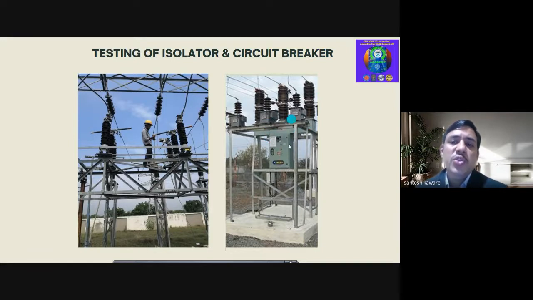So we have to ensure the proper working of each and every equipment. Again, we have isolators. In isolators, continuous current flows, and these are actually mechanical switches. We also have to ensure their operation, because during maintenance we have to open the breaker, open the isolator, and perform the operation and maintenance of the equipment. So for that we have to ensure the testing of the isolators and circuit breakers.